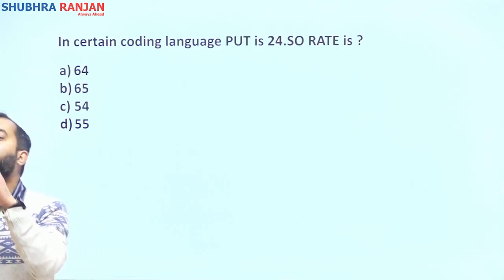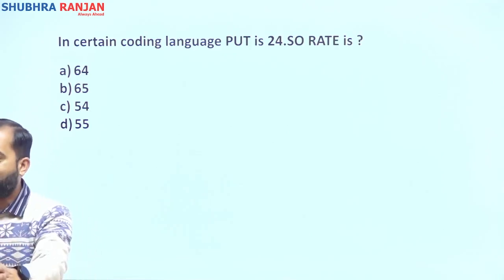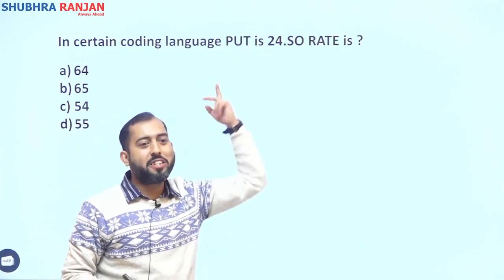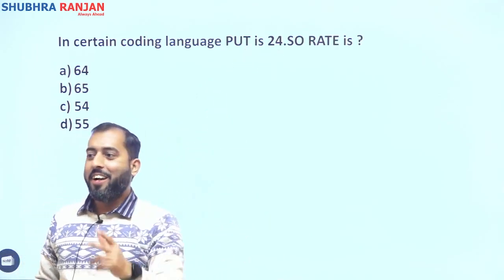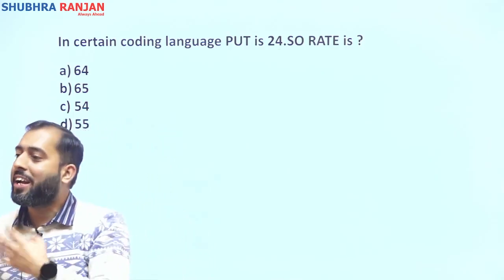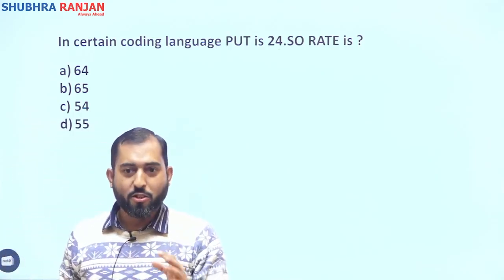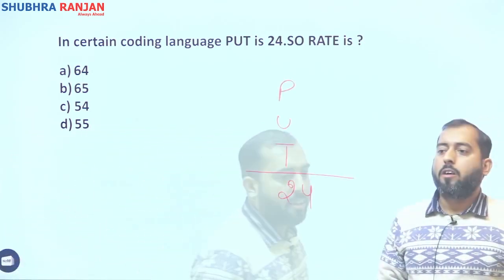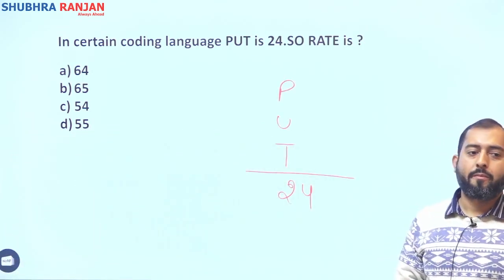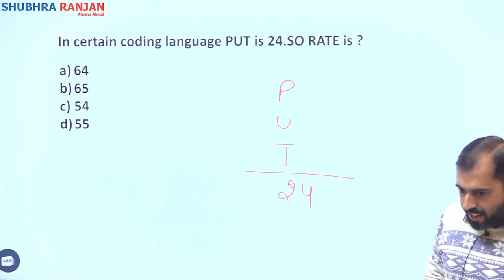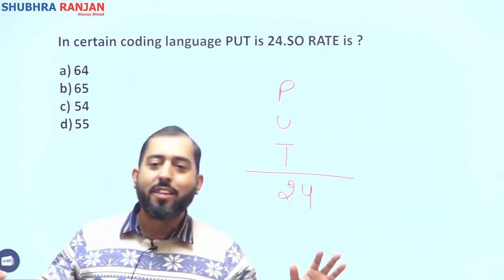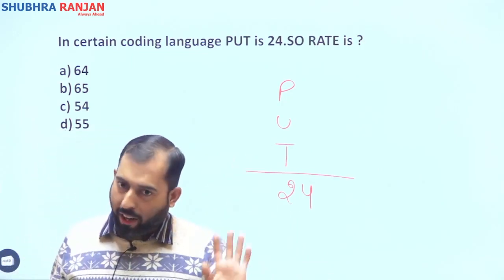Now, this question is obviously type 3 because 3 letters are there and only 2 digits are there. It is not possible in type 1 and in type 2. So, this is obviously type 3. Okay, guys, listen. One thing is clear: this is not type 1, this is not type 2, obviously type 3.